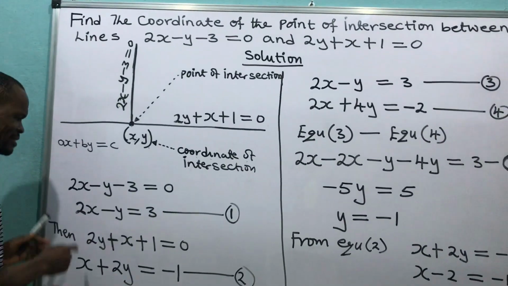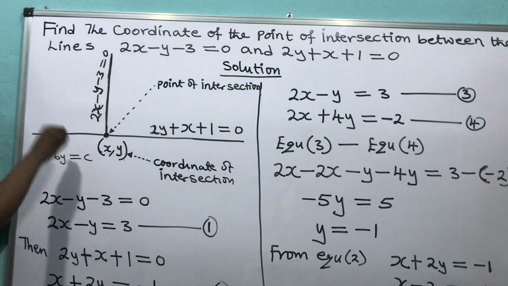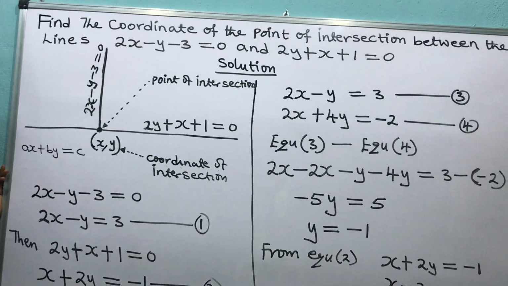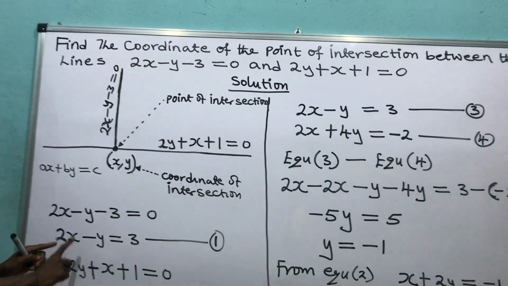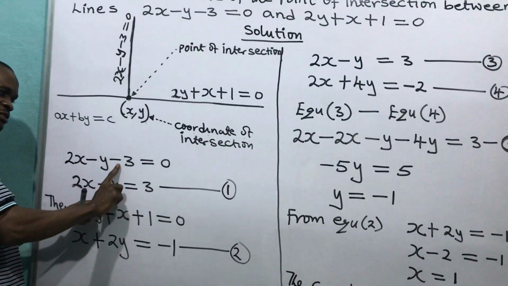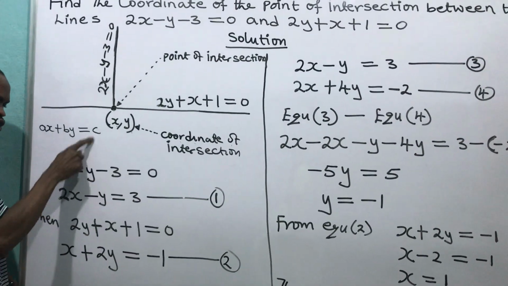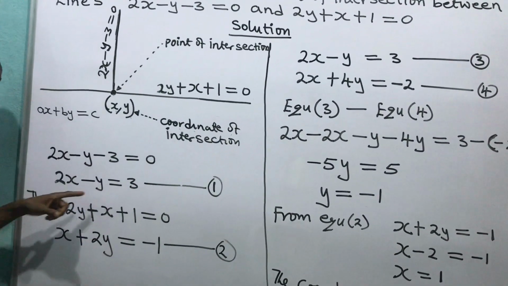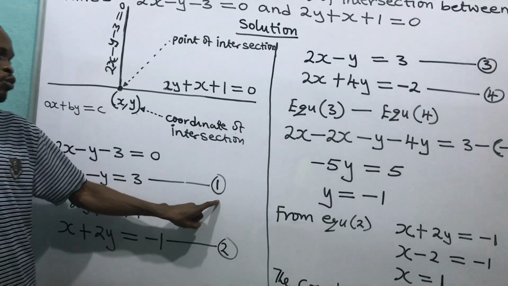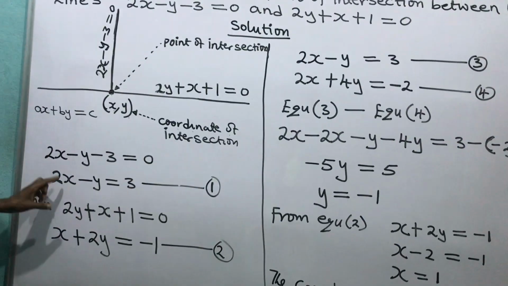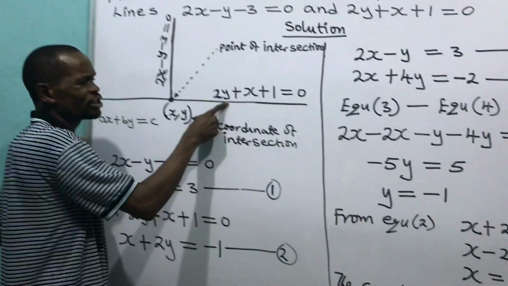Looking at the equation given to me, it is not in the simultaneous equation format, so I have to arrange it. I have to take this minus 3, which is a constant, to the other side, and I now have 2x minus y equals 3. I call it equation 1.